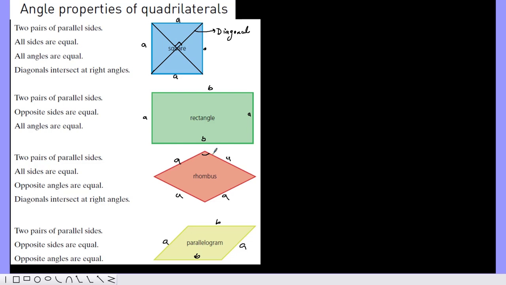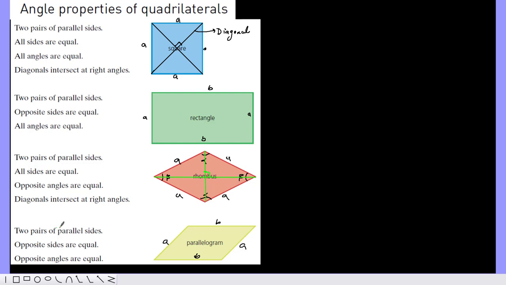These two, they are equal to each other. So if this is alpha, this is alpha. If this is beta, this is also beta. It has to be. And here diagonals intersect at right angles. Here I can draw with a different color maybe. Let's get this one here, this is the first diagonal, and this is the second diagonal, and they intersect perpendicularly, which means this is 90 degrees here.